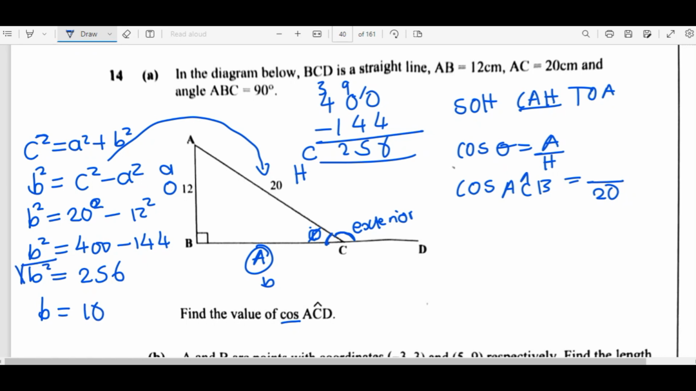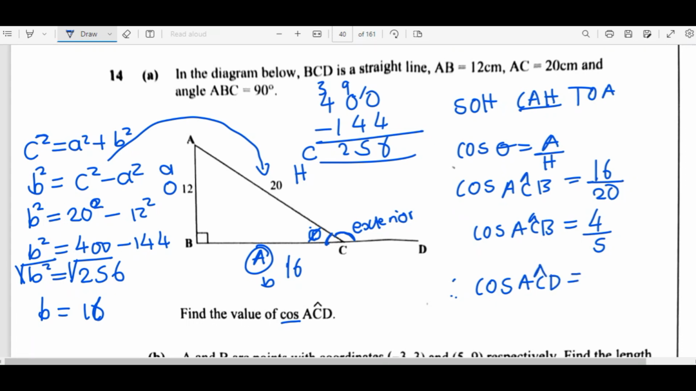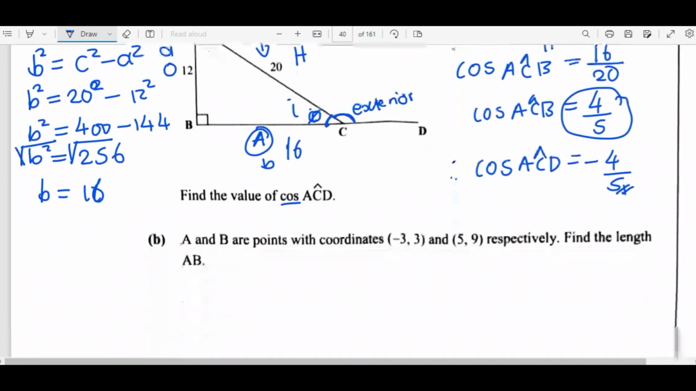So here you introduce the square root also here. So it is 16. So it means at this point we have 16. So this is the number that we are supposed to use. So cos SCB is equal to, we can reduce 4 into 16 is 4 over 4 into 20 is 5. Now remember, our target is we want cos ACD. So whenever you have the inside angle and you want the outside angle, you just introduce the negative sign to this. So this becomes negative 4 over 5 is our final answer.